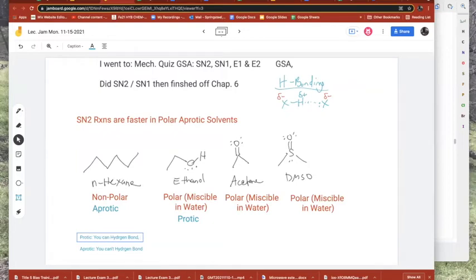It should be you can hydrogen bond, and you are the hydrogen bond donor. Okay. Hydrogen bond donor. What do I mean by that? This is the hydrogen bond donor, the one that's got the hydrogen. This one is the hydrogen bond acceptor.